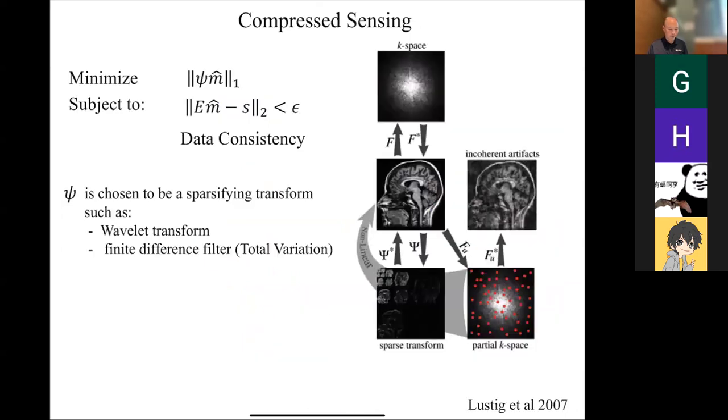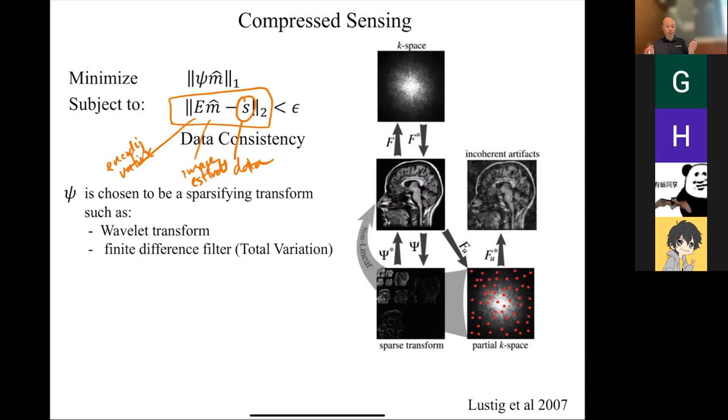So how's that done? Well, there are two things. One is data consistency, which is what we've been trying to solve before. We're saying the measured data should equal the encoding matrix applied to my image estimate. So this is the data I measure, this is the estimate of my image, and this is my encoding matrix. Data consistency is essentially what we've been doing up to now in the course.